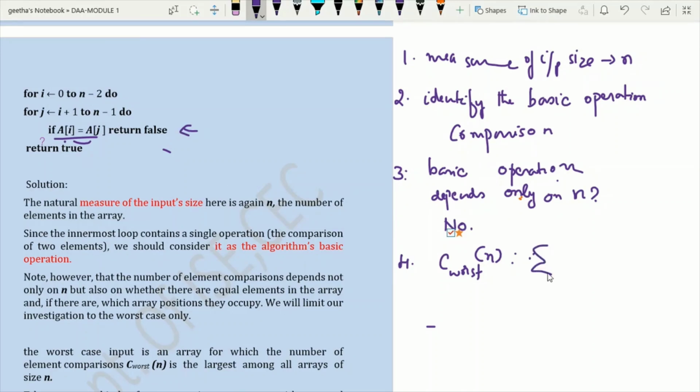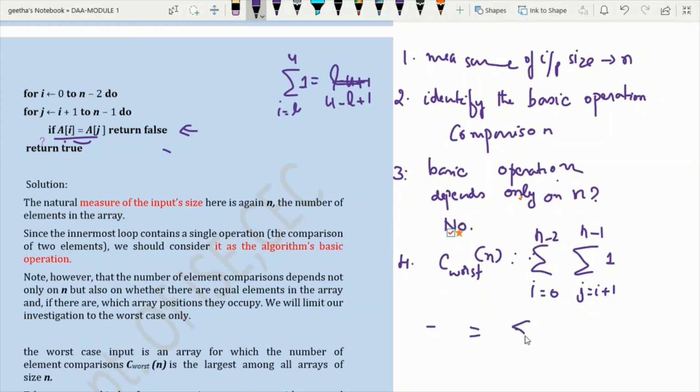Then let me set up a sum for that. The outermost loop is i equal to 0 to n minus 1, j equal to i plus 1 to n minus 1, and each time it executes once. Okay. Now let me solve this portion first. As usual, this is equivalent to the formula summation i equal to L to U of 1, which is equal to U minus L plus 1.